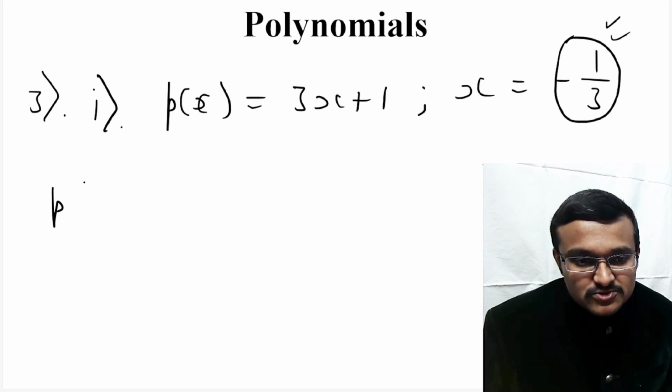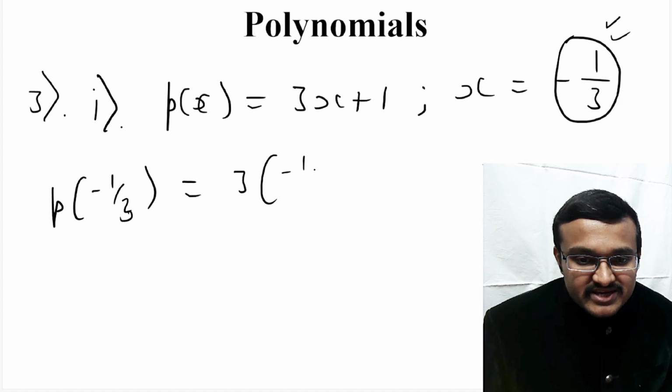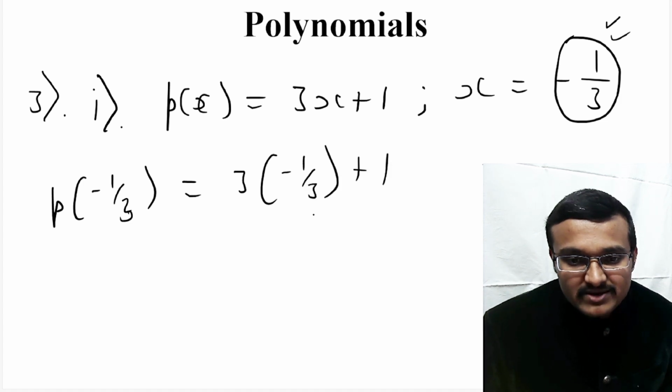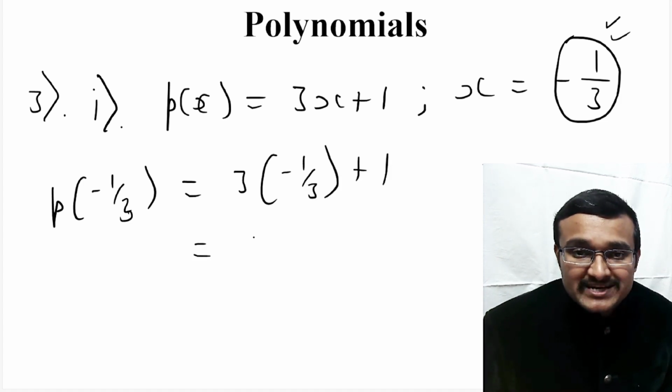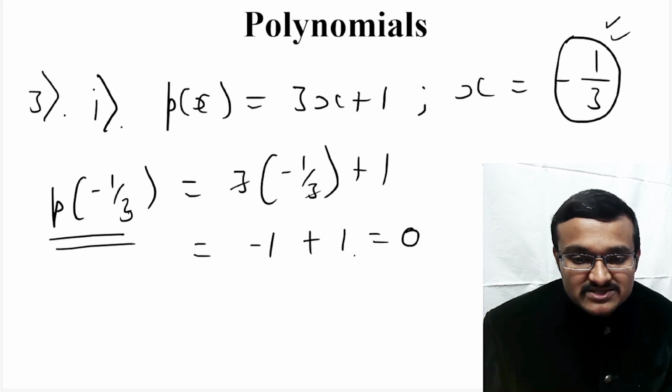So we'll try to solve this. p of minus 1 by 3 will be equal to 3 into minus 1 by 3 plus 1. So what is 3 into minus 1 by 3? Here 3 and 3 get cancelled with each other, so minus 1 will be remaining. Minus 1 plus 1 is equal to 0. So that means p of minus 1 by 3 is equal to 0.